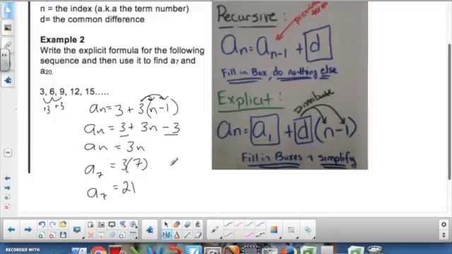I can also use that same a sub n equals 3n to find the second term they asked for, which was a sub 20. Now remember, if we were using the recursive formula, I would have to find all the terms in between 7 and 20. Here, though, I get to just plug in 20, and 3 times 20 is 60. So the 20th term in this sequence, if I continued it out, would be 60.